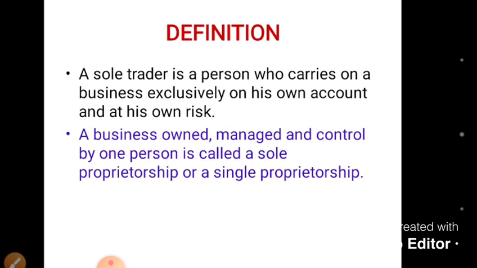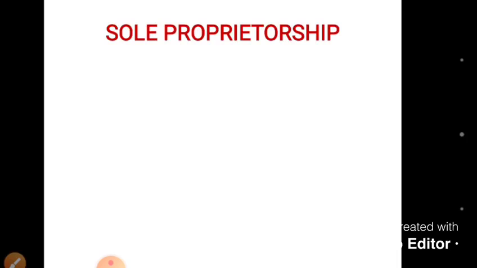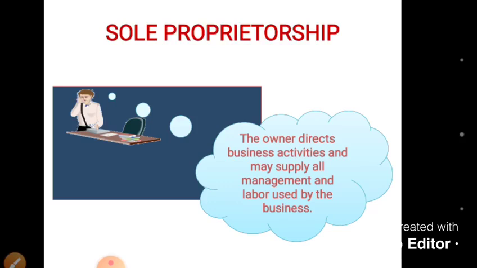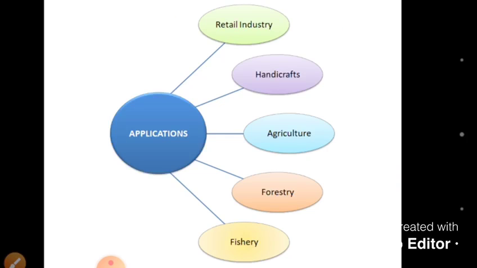A sole trader is a person who carries on a business exclusively on his own account and at his own risk. A business owned, managed and controlled by one person is called a sole proprietorship or a single proprietorship business. The owner directs business activities and may supply all management and labor used by the business. There are various applications of sole proprietorship business. You can see it in retail trade, handicrafts, agriculture, forestry, and fishery.